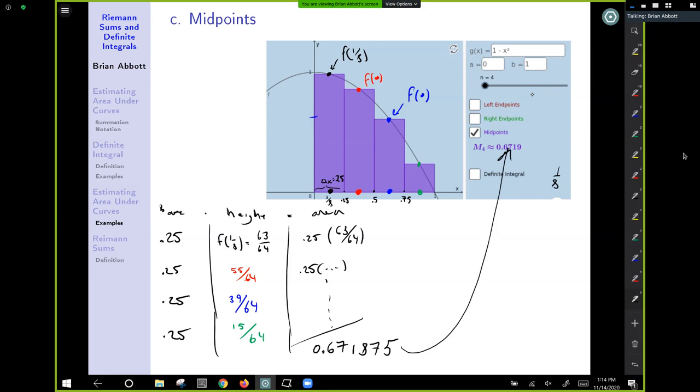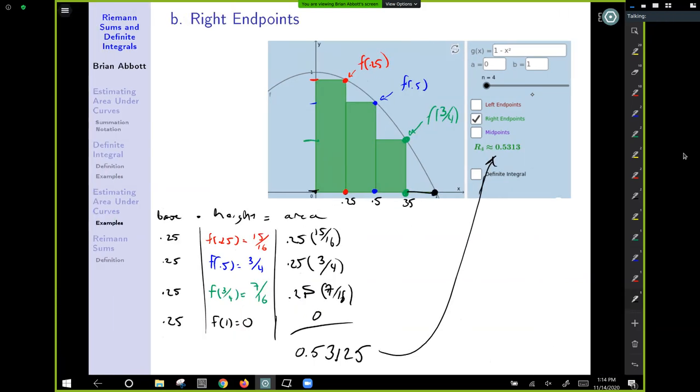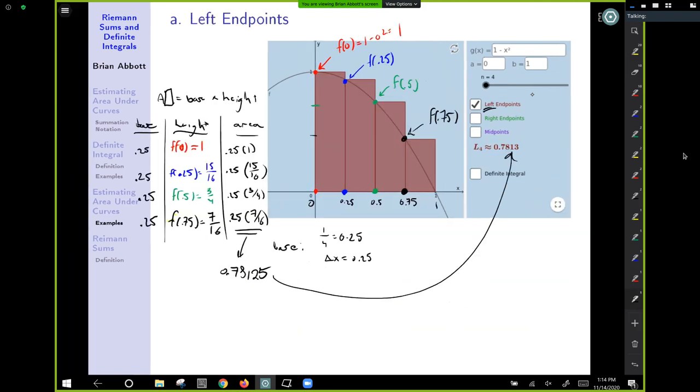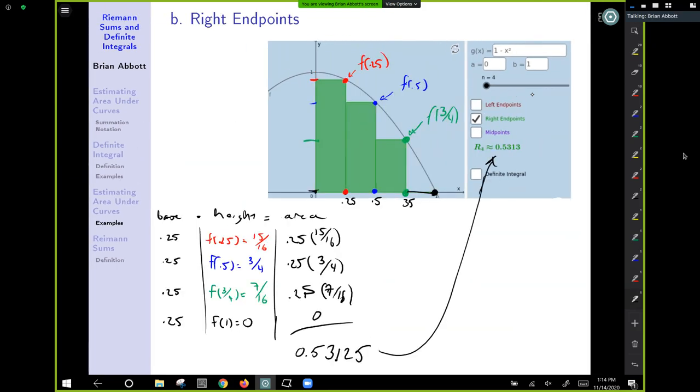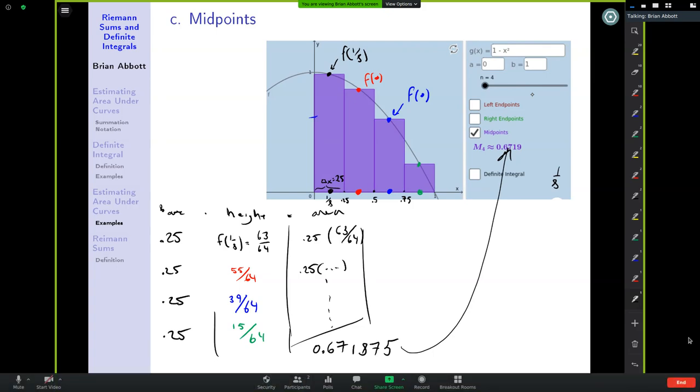Which one was the best? Well, let's look at what they were real quick. I'll thumb back to the beginning. 0.68 for this one, 0.5 for the undercount, 0.78 for the overcount. I feel like for this particular function, the best method in this particular partition of four rectangles was the midpoint one. But it varies. It really does depend on the function.